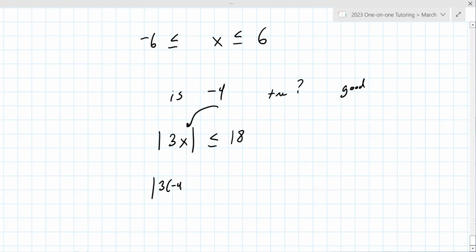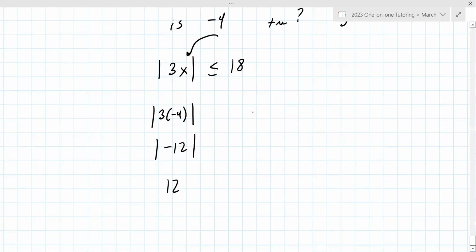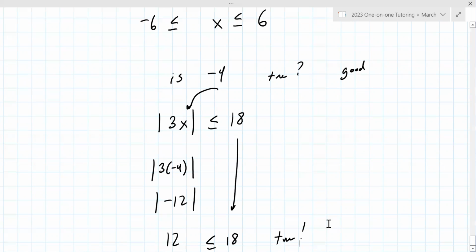Absolute value of 3 times -4. Tell me what that is, just that part. Just give me the number on the left. -12. The absolute value of -12 is 12. Now bring this down. Is this true? Is 12 less than or equal to 18? This is good. This is true, and it's supposed to be. It's supposed to be consistent.